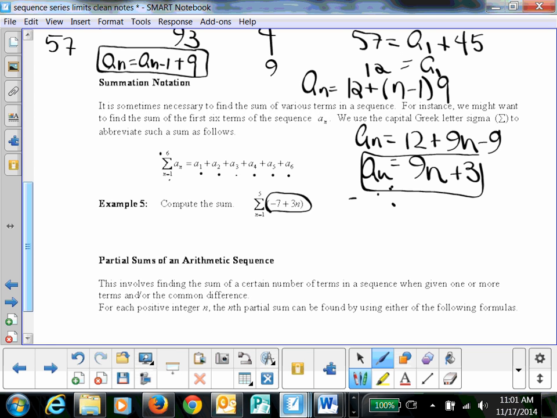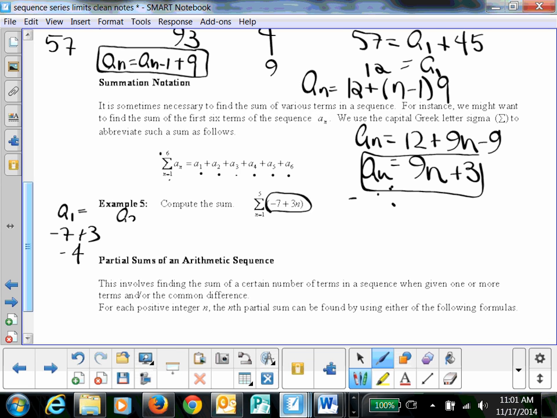For example, if this is my explicit formula and I want to figure out the sum of the first 5 terms, what I'm going to do is figure out what these 5 terms are. The first term is going to be -7, basically plus 3, correct? Because we're putting in 1 for n, so we're going to get -4.